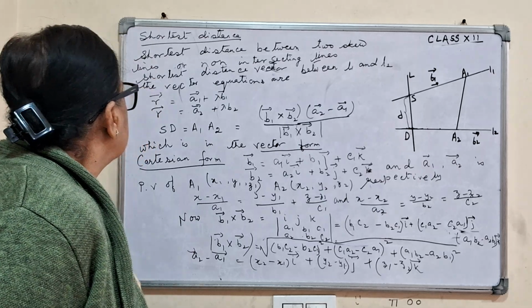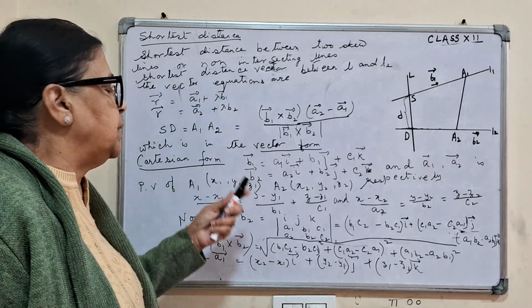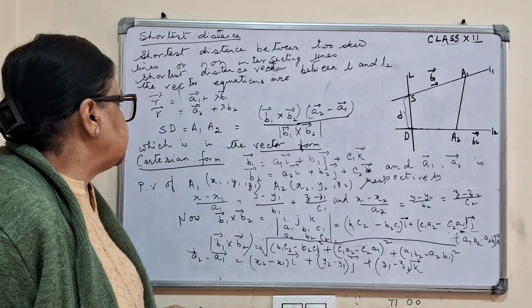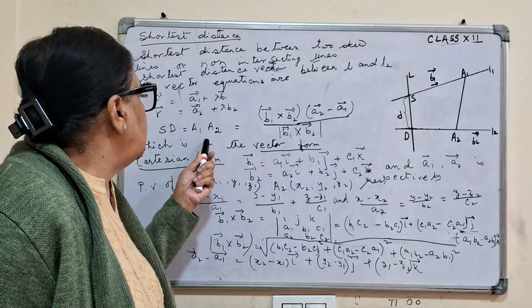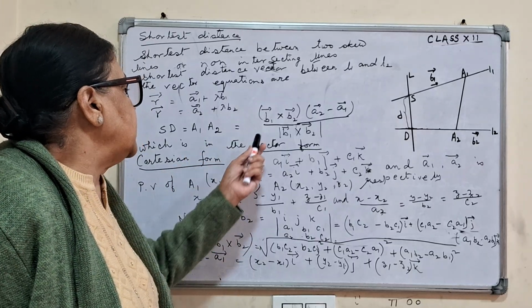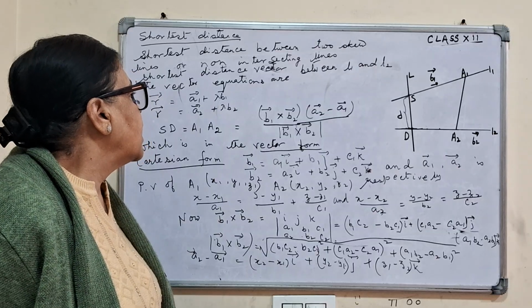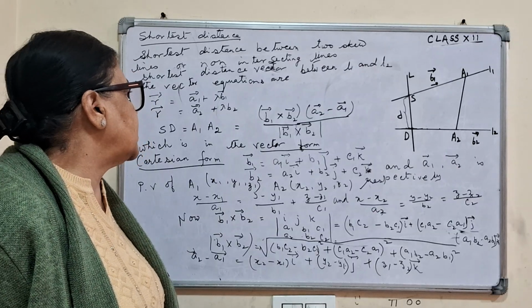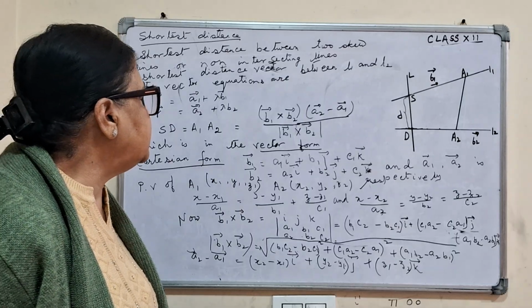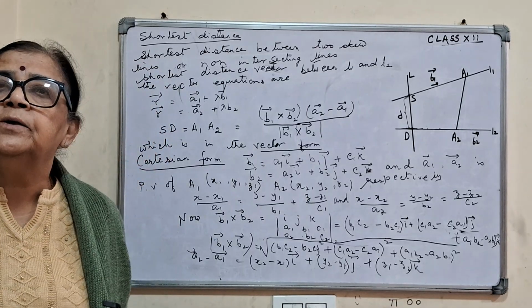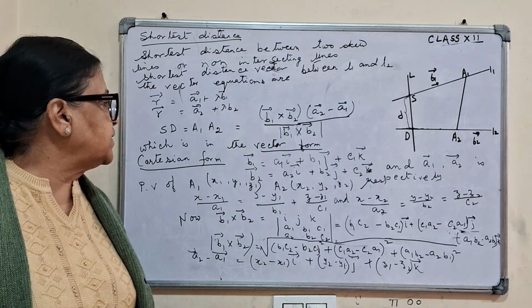For the two lines L1 and L2, R vector is A1 plus lambda B1 and R vector is A2 plus lambda B2. So the shortest distance is the modulus of B1 vector cross B2 vector dotted with A2 minus A1, divided by the modulus of B1 cross B2. This is the vector form that we did in the last lecture.